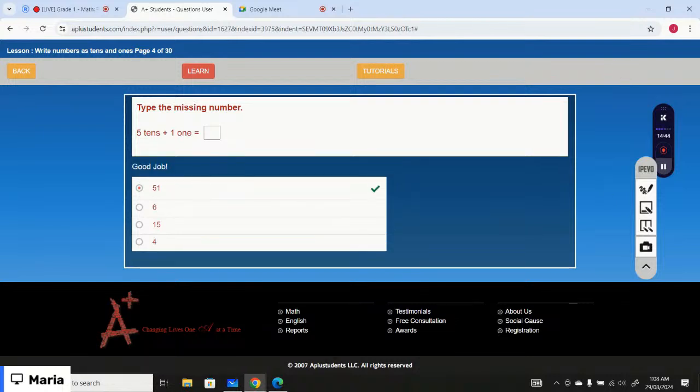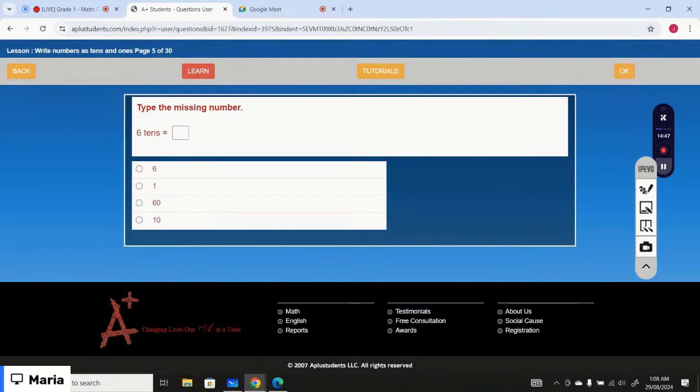Okay, the next one is type the missing number, 6 tens. So which is the correct option? That is just 6 tens, right? You are not given the ones. But whenever you write a number, the rightmost digit is always the digit at the ones position, right? So 6 tens means the ones digit is 0. So together they make 60. If you are not given the ones digit, that means it must be 0. So the correct option is 60. Got it? 6 is at the tens position and the ones digit is 0.